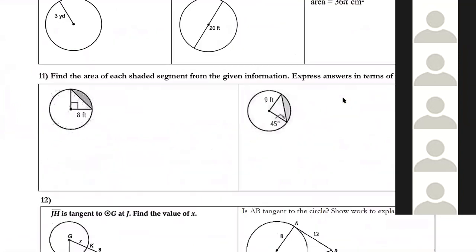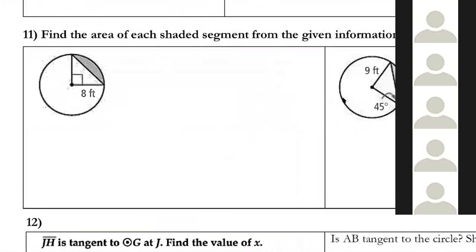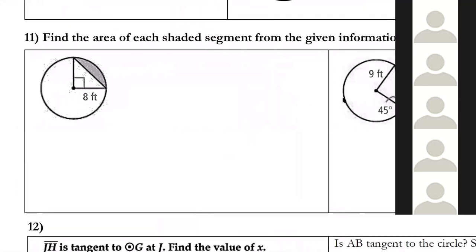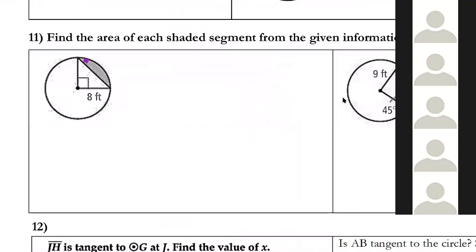Okay, so for the shaded segment, anytime you're looking for that, remember that a segment is the little chunk of the circle that's cut off by this chord right here. What we're going to do is find the area of the sector and subtract off the area of the triangle. So the sector is this part, and that would be 1/4 of the circle.